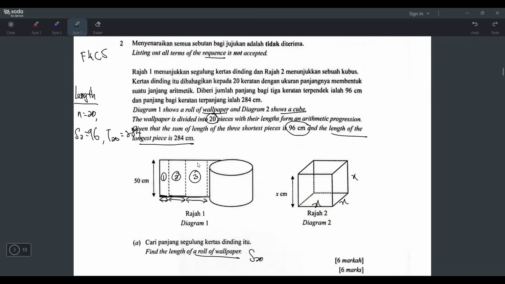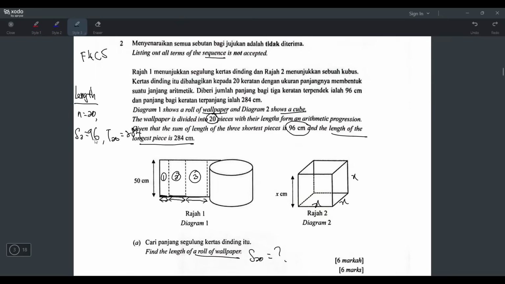Okay, so before I find the S20, I need to find my A and D first. Because if I find S20 now, I can't find it, because the Sn formula requires A and D, and you don't even have that, right? But they did give us two pieces of information. One is S3, one is T20. So what I'm going to do now is simultaneous equations to find the A and D. Just remember, whenever the soalan gives you two pieces of information, it's always doing the simultaneous one, right?